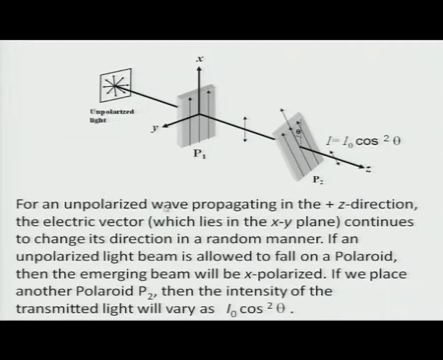So, for an unpolarized wave propagating in the plus z direction, the electric vector, which lies in the xy plane, continues to change its direction in a random manner. That is what I have shown in the diagram on the left. If an unpolarized light beam is allowed to fall on a Polaroid, then the emerging beam will be X polarized. If we place another Polaroid P2, then the intensity of the transmitted light will vary as I0 cos square theta, and this law is known as the law of Malus.